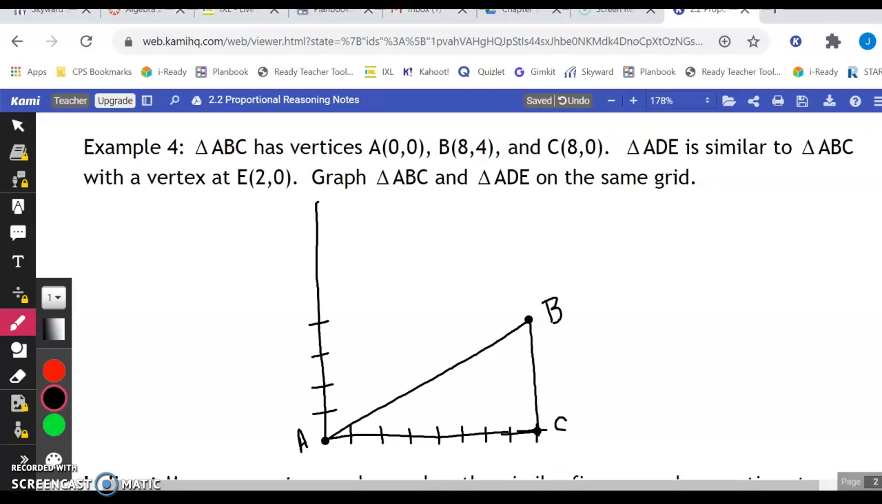Now it says that they're similar, and triangle ADE is similar to ABC with the vertex at E equals 2, 0. So we're going to plot a different colored point at 2, 0, over 2 and up 0.